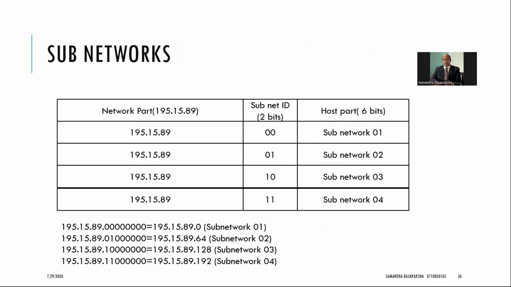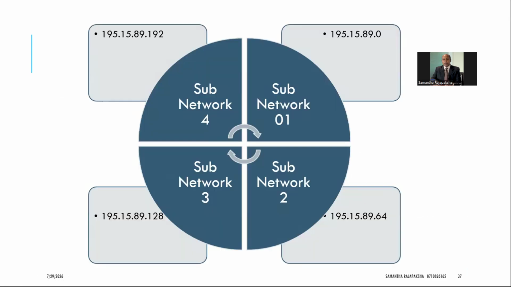So then you can see here the IP address 195.15.89 is common. The first subnetwork will get the IPs from 0 to 63. The next one gets the IPs from 64 to 127. The next one gets the IPs from 128 to 191. The last one gets 192 to 255. That is how you allocate each subnetwork.